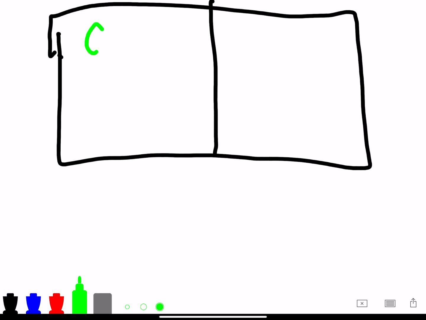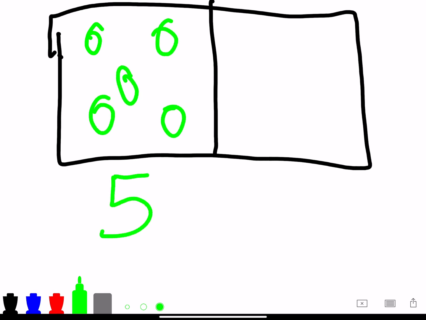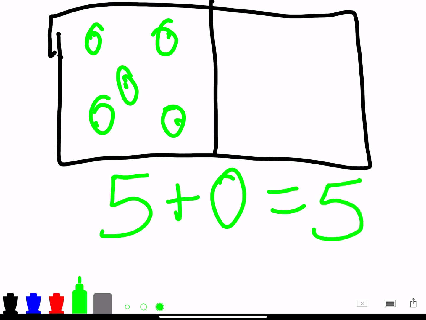So let's say we have 5 green dots on the left-hand side of this domino. But on this side, we have 0 because it's blank. So 5 plus 0 is how many dots? 1, 2, 3, 4, 5. And since we have nothing to add there, it's also going to be 5. 5 plus 0 equals 5. So we're going to be learning more about adding with 0 later on in the week. But yeah, this is just a first lesson to get our toes wet with this math idea.